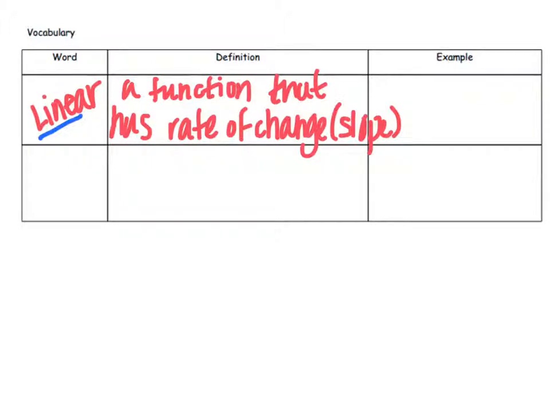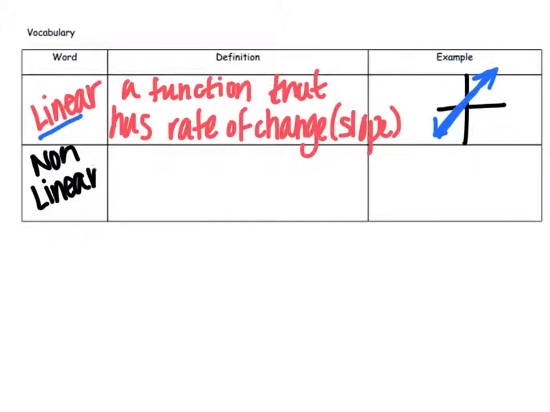So if I were to draw a picture of what this would look like, it would be any of the linear lines that we've been doing so far. Notice that my slope is constant. Another word that you need to know is nonlinear. This is a non-line function. And this is a function that does not have a constant rate of change.